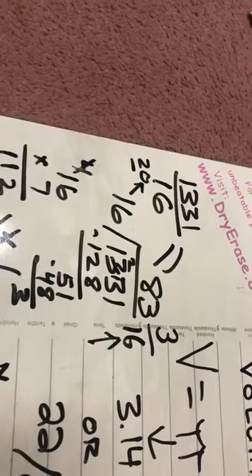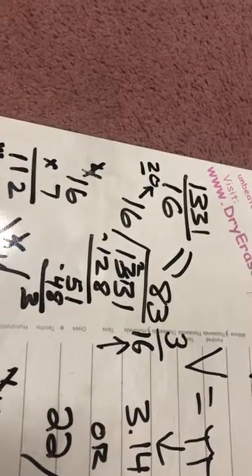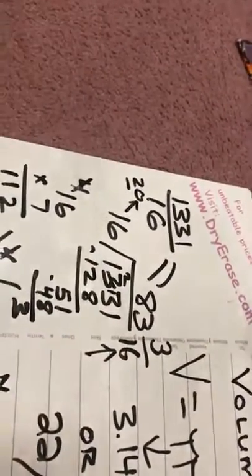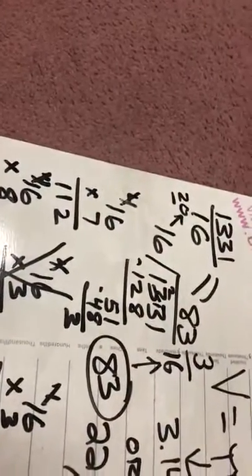8 is half of 16. Because if I cut 16 in half, 16 divided by 2 is 8. But I only have 3. So I have less than half. So I'm going to round down. And that answer is going to be 83, rounded to the nearest whole number.